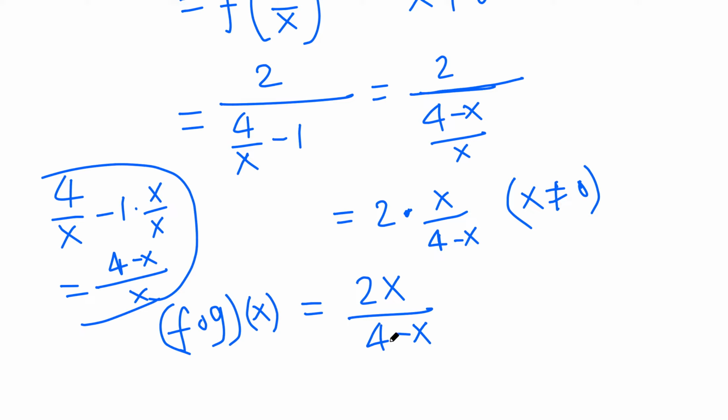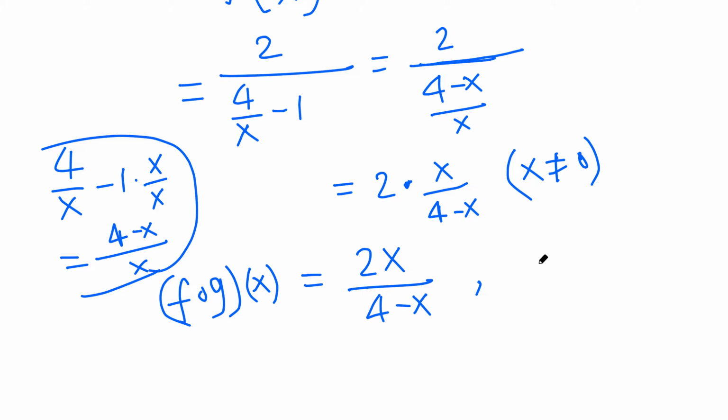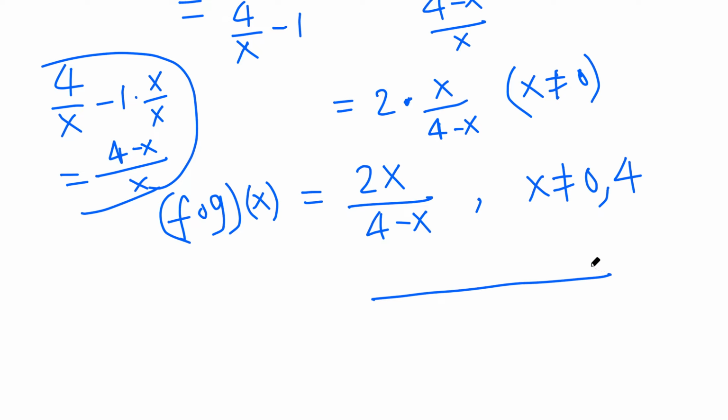Okay, so this is the composition of two functions and its domain. Now x can't be equal to 0. That's coming from g, and this fraction, since this is a fraction, we can't have 0 on the bottom. So 4 minus x becomes 0 when x equals 4. So x can't be equal to 4 as well. So this is the domain, but we want to write it in interval notation: all real numbers except these two. So we need to avoid 0 and 4.